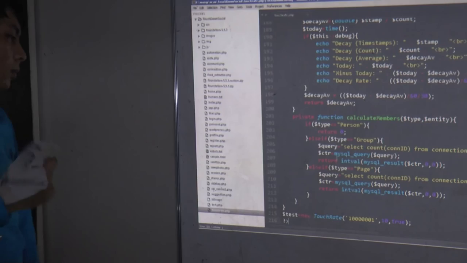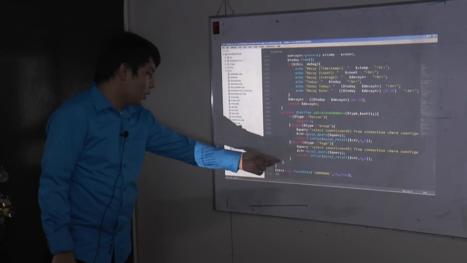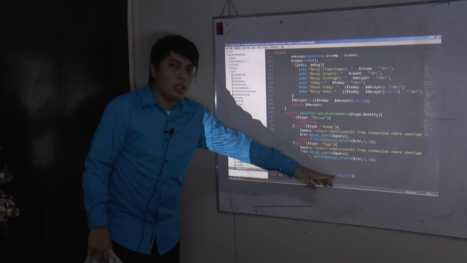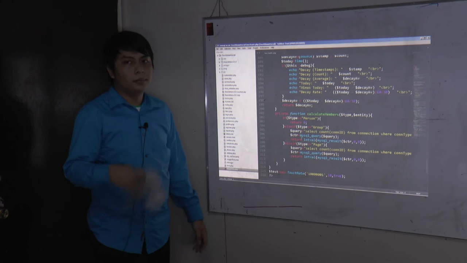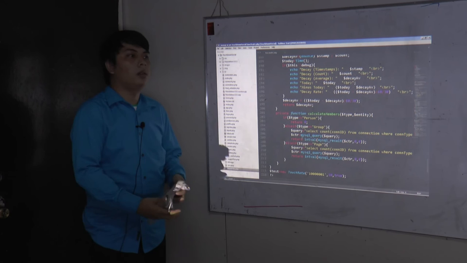Sir, test lang po ito sa unang test. Tinetest niya yung base sa view ni user 10001, then first 10 posts, then debug is true. So it's for testing purposes lang yun. Nirun ito real time o parang background function na pang-compute? Hindi sir, real time siya.